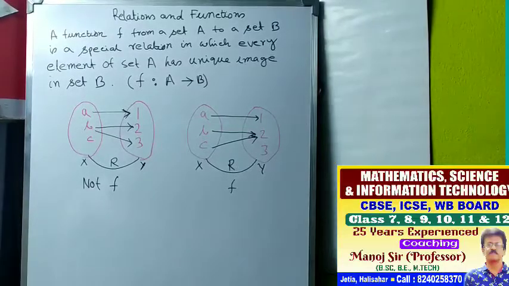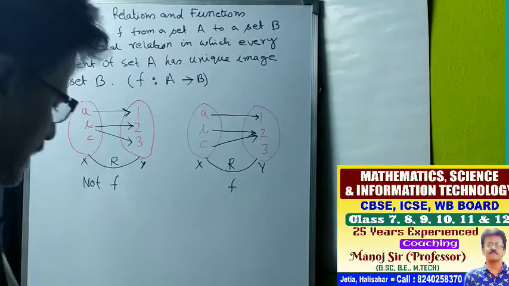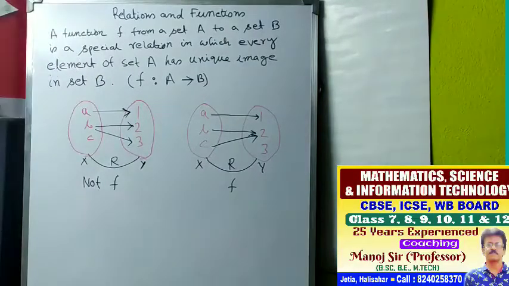A function from a set A to a set B is a special relation in which every element of set A has a unique image in set B, and it is written as f colon A arrow B.